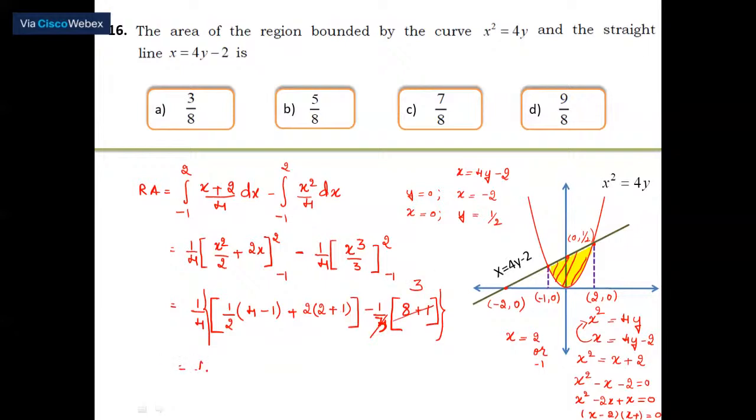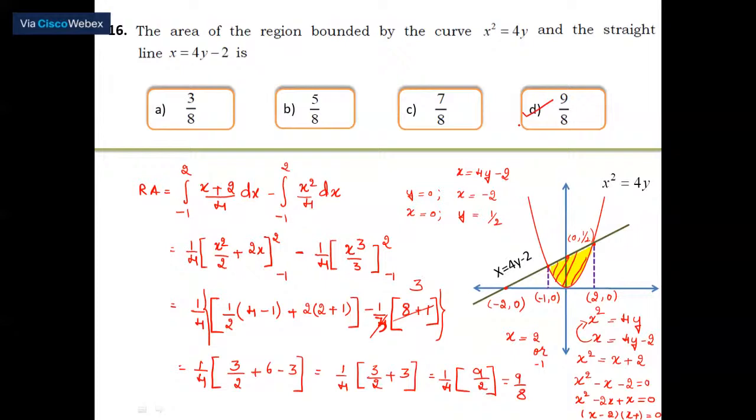simplify this. So it is 1 by 4 times, here it is 3 by 2 plus 6 minus 3. So plus 6 minus 3, that is 3. So it is 1 by 4, 3 by 2 plus 3, or it is 1 by 4 times of 9 by 2, or it is 9 by 8. So our answer is option D, 9 by 8.